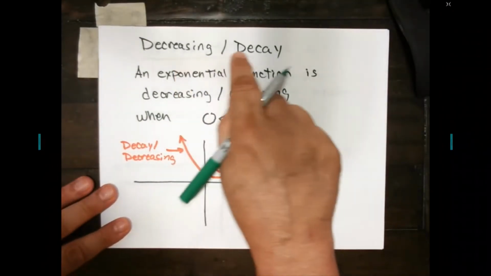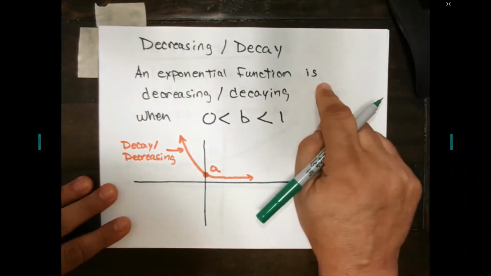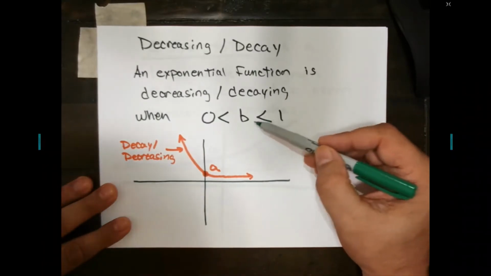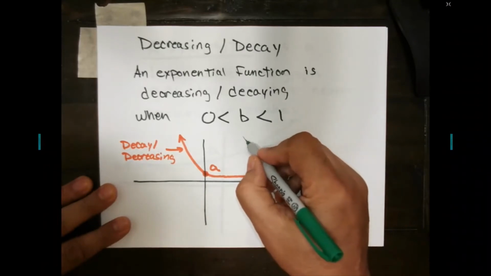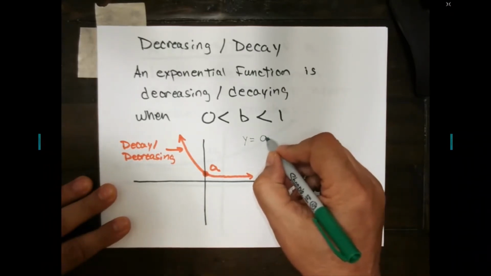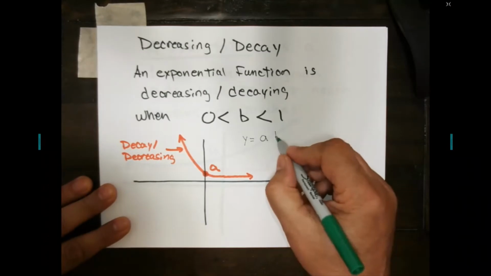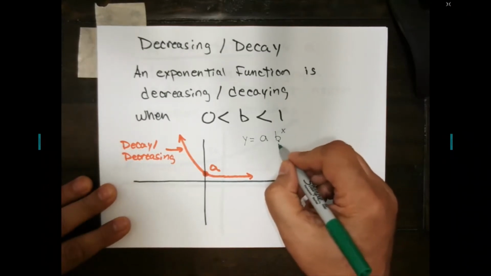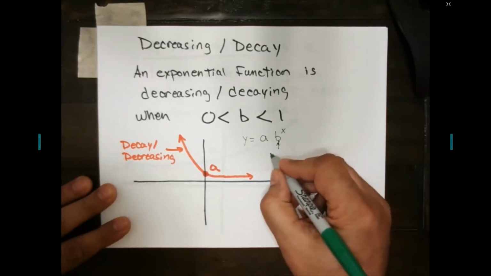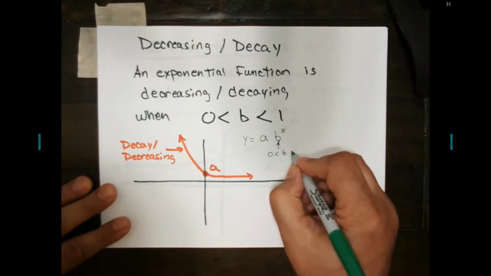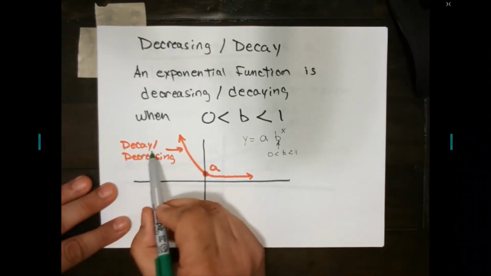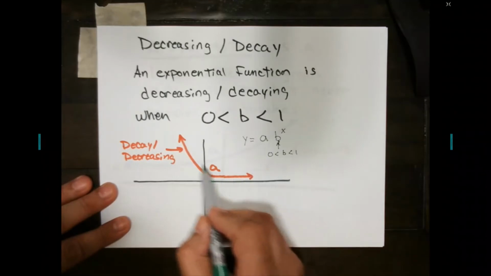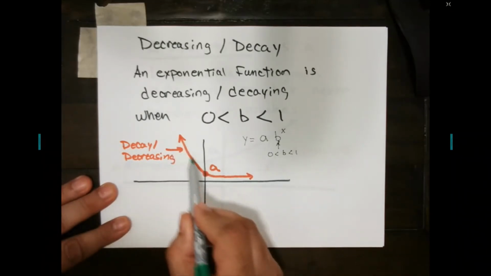Decreasing, or another word is decay. An exponential function is decreasing or decaying when b is between 0 and 1. So our function is y equals a, initial value, times b to the x. And this b is always between 0 and 1. And you'll notice that decreasing or decaying is going uphill to the left, or downhill to the right.